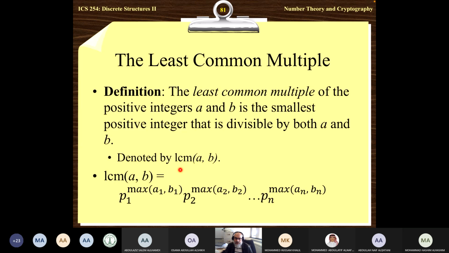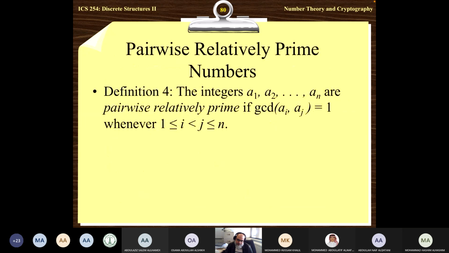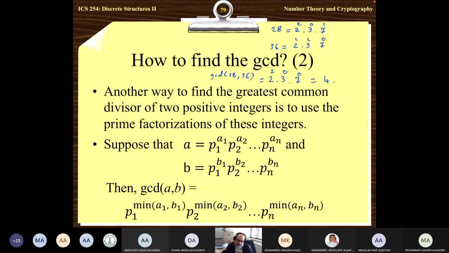How can I find the least common multiple? Well, if you write a and b just like the way we wrote them to find the greatest common divisor, instead of using the minimum of a1, b1, we use the maximum of a1, b1. This way we get the least common multiple. So for example, if we apply it to 28 with 36, this is the GCD. Now, what about the LCM of 28 and 36?